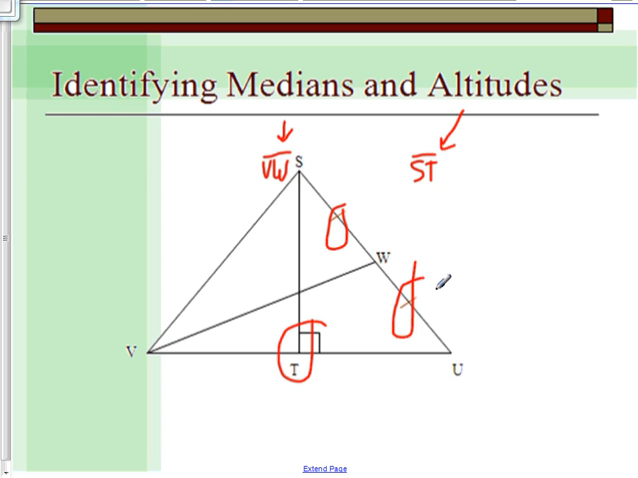Okay? So this is all I have for you today. I know it's a lot of vocabulary coming at you, but it's really good for you to get used to this vocabulary because a lot of the problems you'll be dealing with will be saying things like medians, altitudes, orthocenter, centroids. You need to know what they're talking about.